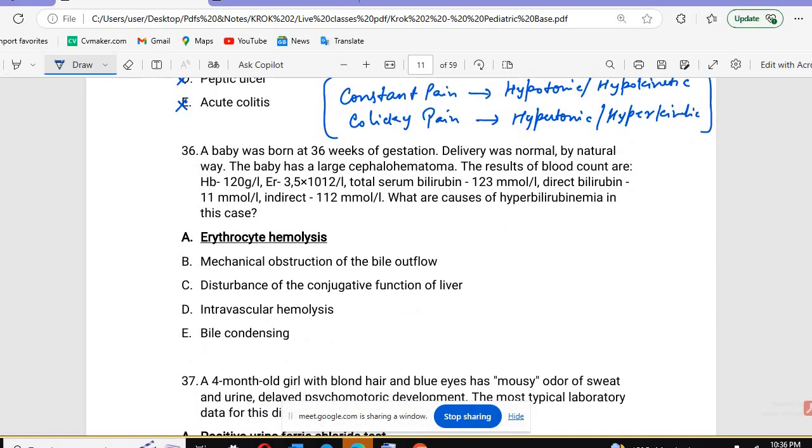Question 36: a baby was born at the 36th week of gestation. Delivery was normal, by the natural way. The baby has a large cephalohematoma, which is a normal condition. The blood counts are: HB 120 gram, erythrocytes 3.5, total serum bilirubin 123, direct bilirubin 11, indirect bilirubin 112.